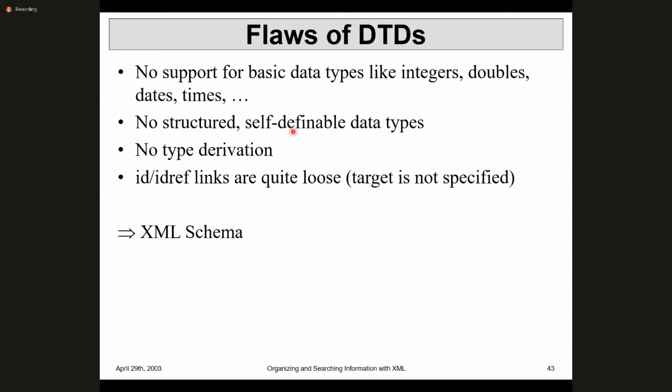No structured self-definable data types, right? So data types and everything is predefined. We can't define anything by ourselves, our own data types, right? No type derivations, right? ID, IDREF reference links are quite loose. Target is not specified, right? So you can't specify this, right?